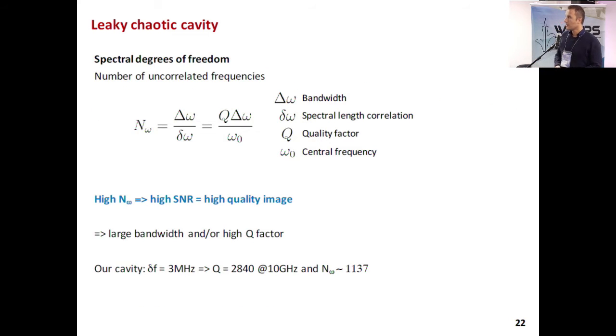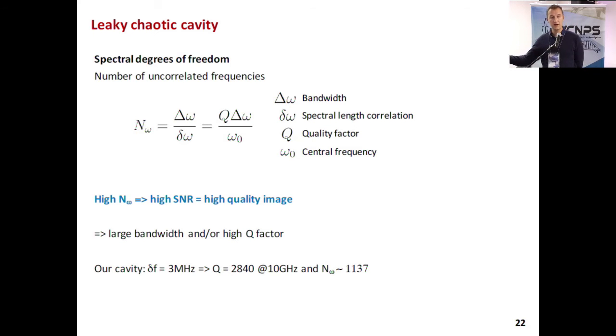An important metric to characterize this cavity, as often in this system, is the number of degrees of freedom. Here, we are dealing with frequency, so it is the spectral number of degrees of freedom, n omega. So n omega depends on the bandwidth of the system and the spectral length of correlation. And we can also compute it like this.